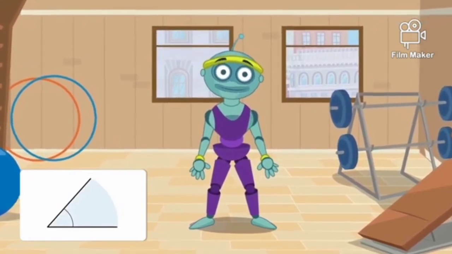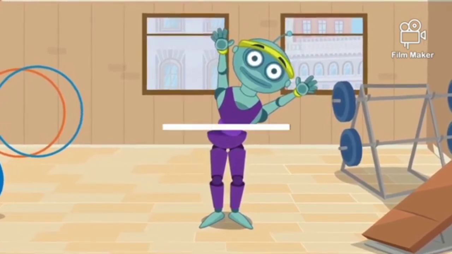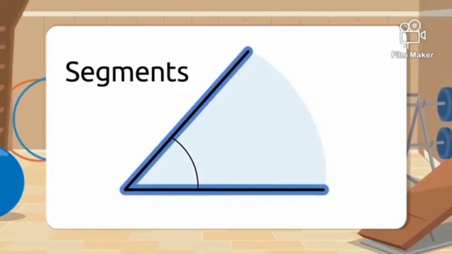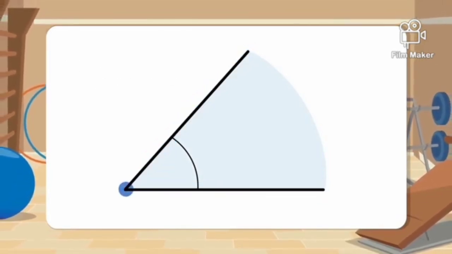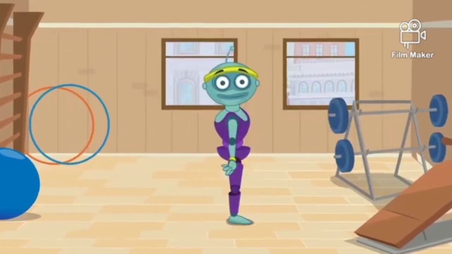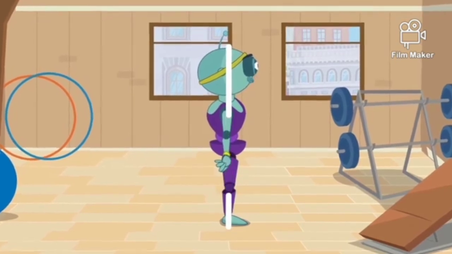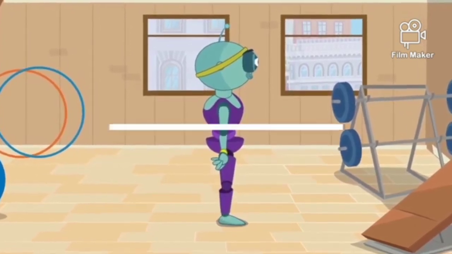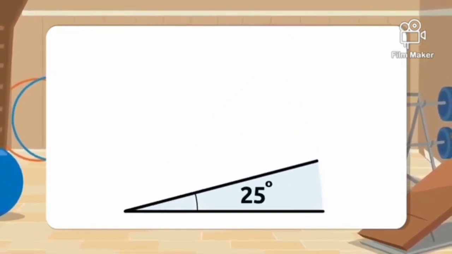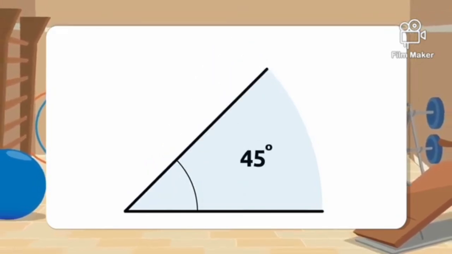An angle is the space between two straight lines that start at the same point. For example, right now, I am tracing an angle with my body. The straight lines of an angle are called segments, and the point where both lines meet is called the vertex. In my body, the vertex would be my hips, and the segments, the upper and lower parts of my body. We measure angles in degrees. Degrees indicate how open each angle is.